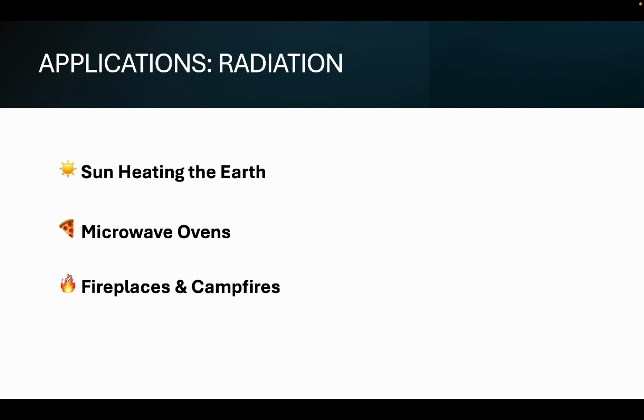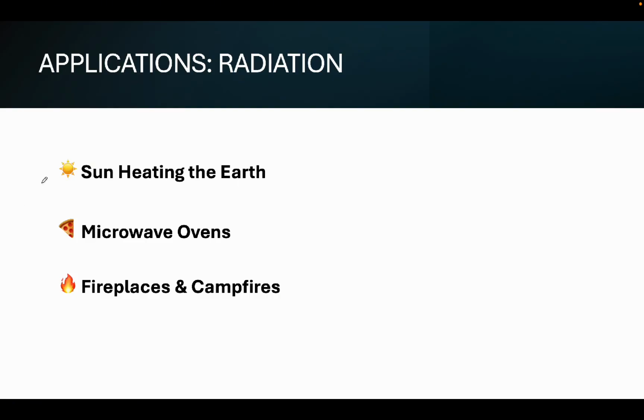Okay. And then we have the applications of radiation. Number one, sun heating the earth. We also have microwave ovens and fireplaces and campfires. For the sun heating the earth, the sun emits infrared radiation that travels from space and warms the earth. So why radiation? No medium is required. The heat is transferred via electromagnetic waves.